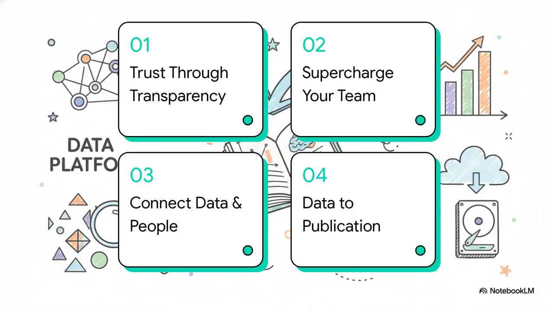So, to see how a platform like STARS deals with these issues, we're going to break this down into 4 key areas. First up, building trust through transparency. Then, how it can supercharge your team's workflow. Third, connecting different kinds of data and, just as importantly, people. And finally, how it smooths out that whole path from raw data to a finished publication.